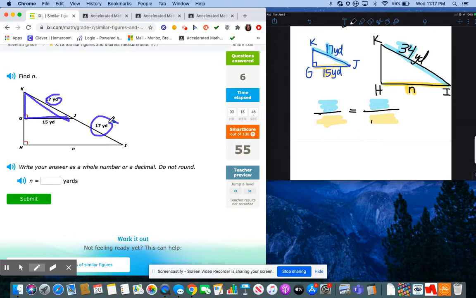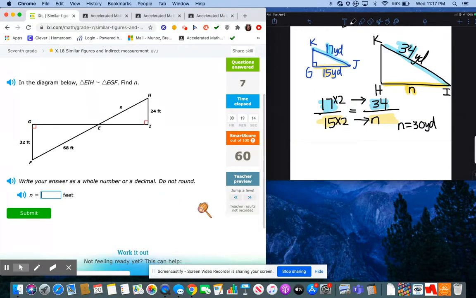So we go, okay, 17 is corresponding to 34, and 15 is corresponding to n. So I think 17 times 2 gives us 34, and 15 times 2 gives us n equals 30, right? 30 yards. So we type 30 yards there.